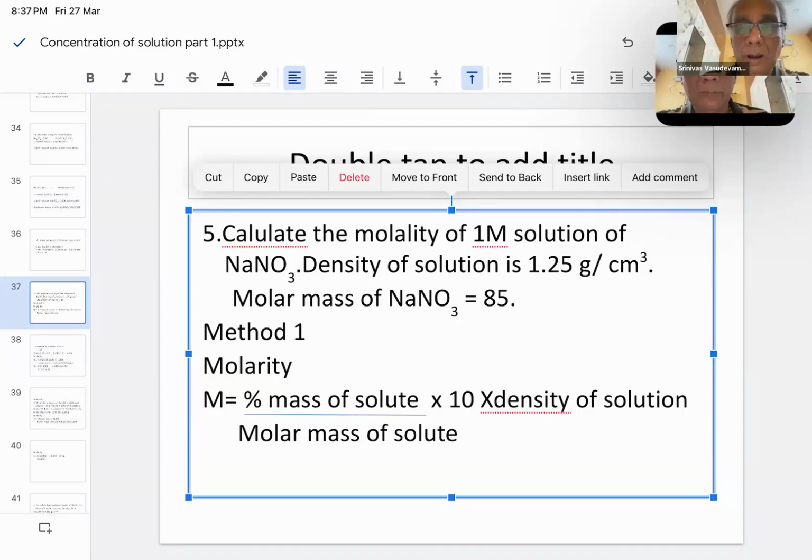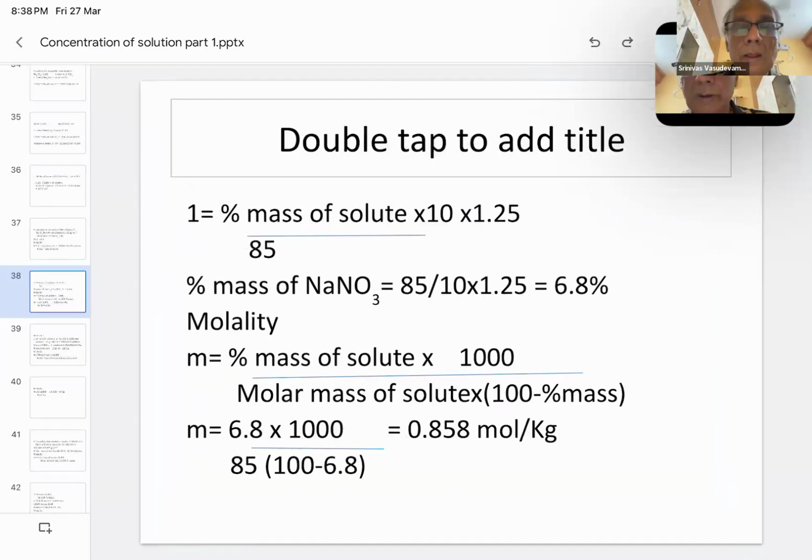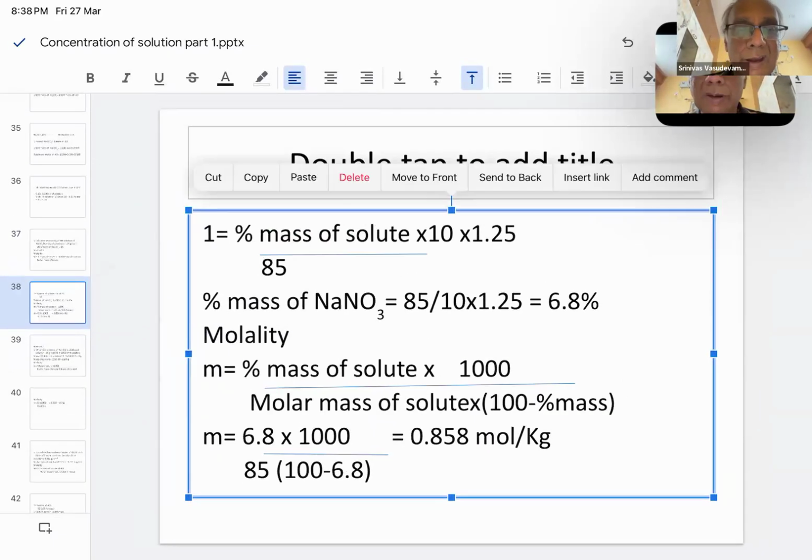Molarity is 1 here. Molecular mass is 85. Density is 1.25 gram per centimeter cube. So I substitute the value. Percentage mass by 85 into 10 into 1.25. So percentage mass of NaNO3, I calculated it as 6.8%. So I know the percentage mass here.